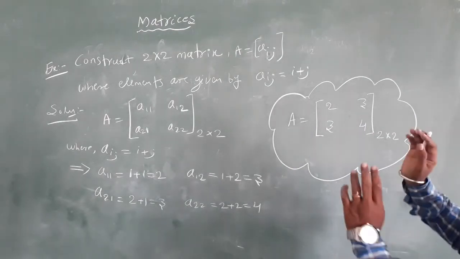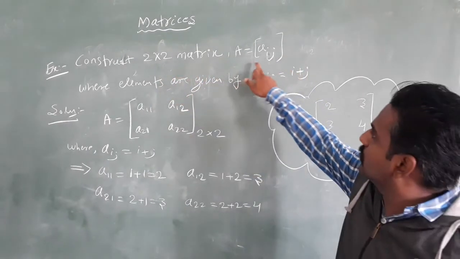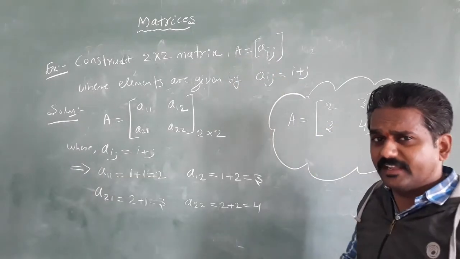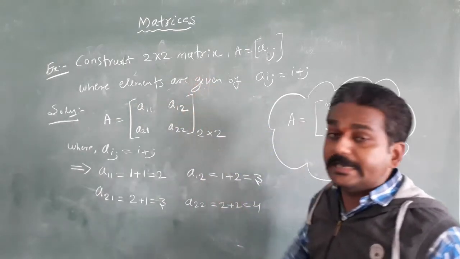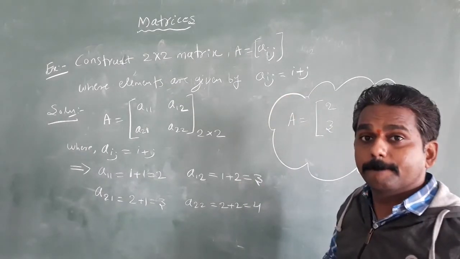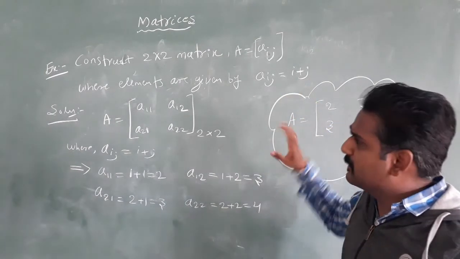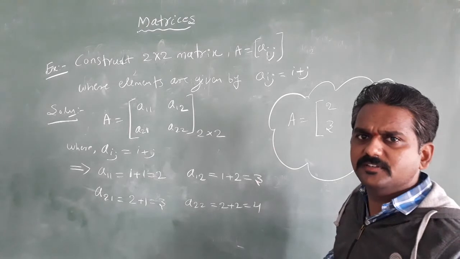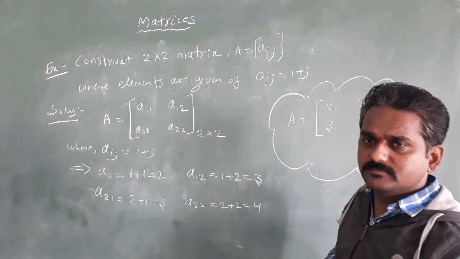See, this is the 1 mark question. Just they will mention this one: construct 2 cross 2 matrix, A equal to Aij, or B equal to Bij, C equal to Cij, whatever the representative you can take, no problem. And they will mention the type of the elements it must contain. Here they mention I plus j. Got the point? They may mention I into j, I minus j, I by j, or some modulus value. There are different kinds of functions or values. We'll come to know later. Got the point? Just note it down.